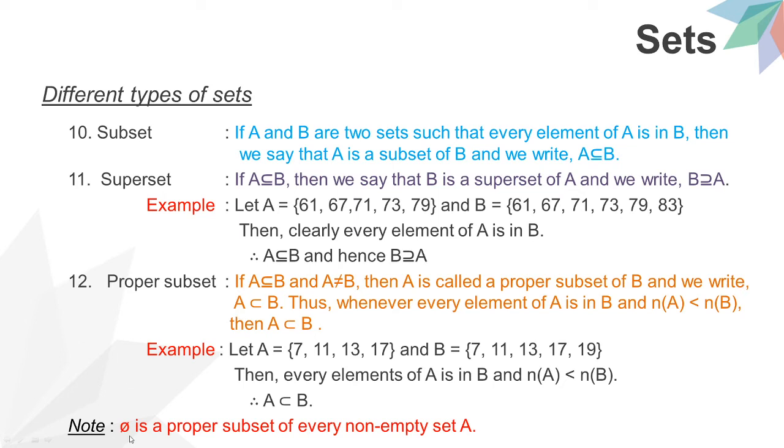Note, empty set means 0, null set. Empty set, void set and none set are all the same. So the empty set is a proper set of every non-empty set A. For example, A equals 7, 11, 13, 17 and B equals empty, nothing is there in B, right? So the null set is a proper set of every non-empty set A, right?